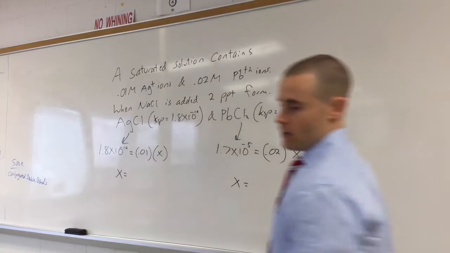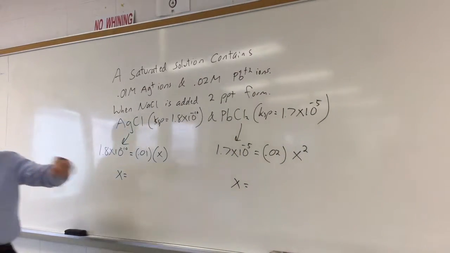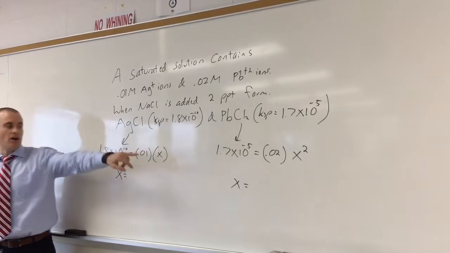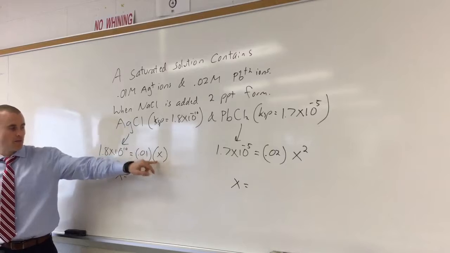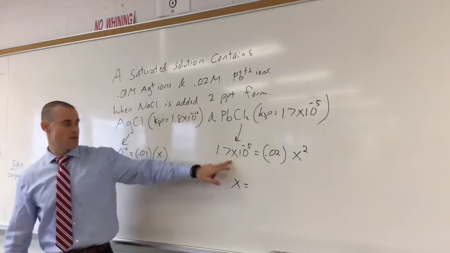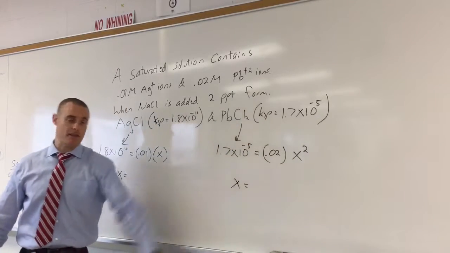All right, so it's not that hard of a concept. All you have to do is set up your Ksp for each salt. Ag+ times Cl- equals Ksp. Solve for Cl-, that's the answer. Ksp equals Pb2+ times Cl- squared. Solve for x, that's the answer.